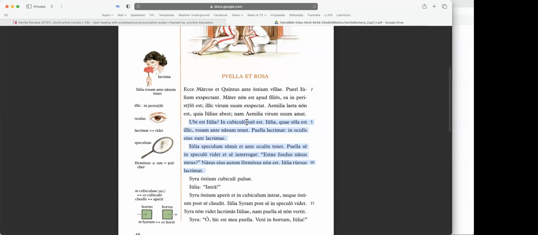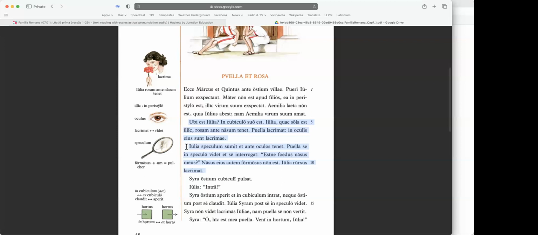Interrogat. Esme fedus nasus meus, nasus eius antem formosos non est. Julia rursus lacrimat. Yeah, I always trip over rursus. I don't know why. That's a hard word. Okay.